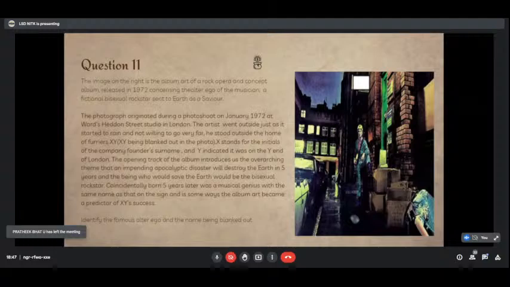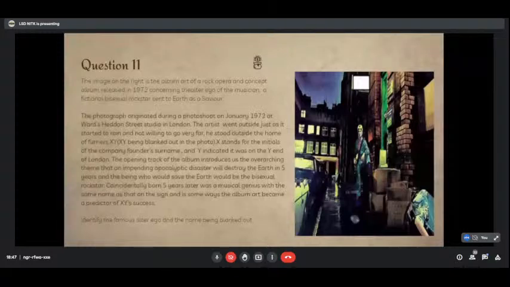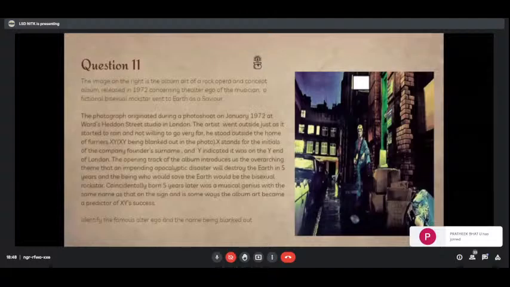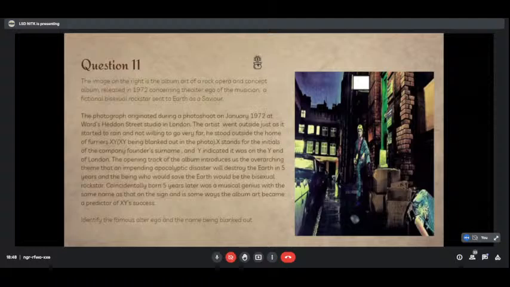So to get to XY, a big clue is how the part Y came about. Y indicated that it was on the Y end of London. So think about what could fit there and try connecting to artists that have names like that. Then maybe you can work your way to the famous alter ego. Please note that this is a star mark question, so this will be used to break ties.